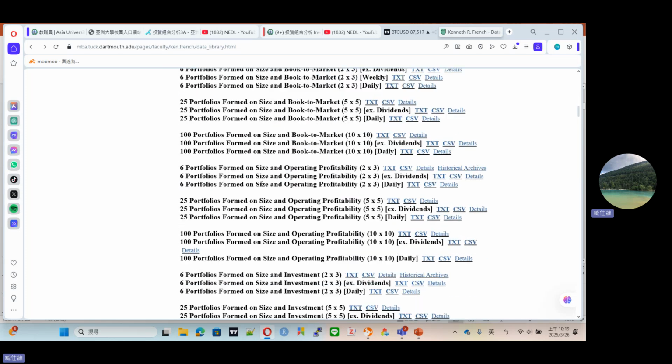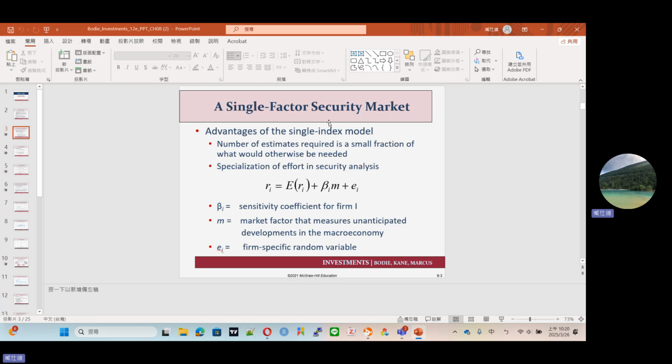All these data are just for your reference, because maybe in the future, when you try to analyze the portfolios you constructed, you may use this data as a benchmark, so that you can compare your portfolio performance with these benchmark portfolios. So these data are quite useful. This is just for your reference here. So let's come back to the single factor security market.